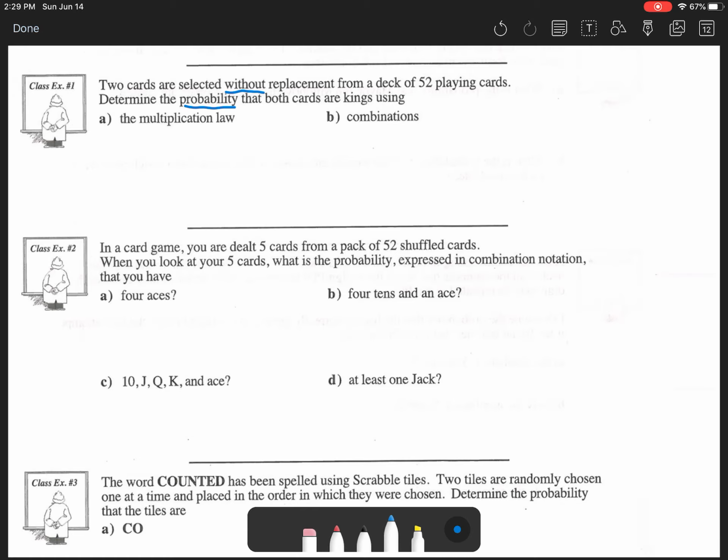When I first use the multiplication law, we're talking about both cards being kings. We know there are 4 kings in a deck out of a total of 52. There is me selecting the first king. Now there's no replacement here, so then I go down to 3 out of 51. That is the probability for that first calculation using the multiplication law. Multiply and then reduce, and we end up at 1 over 221.